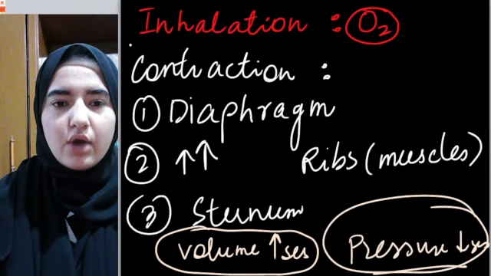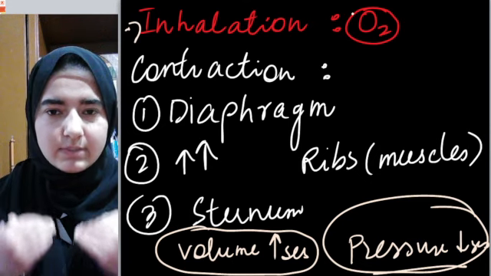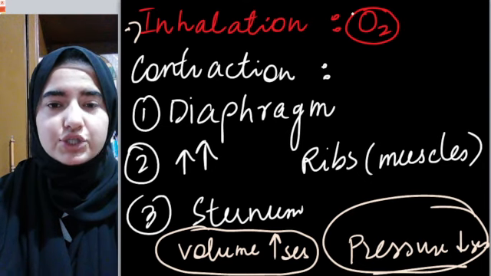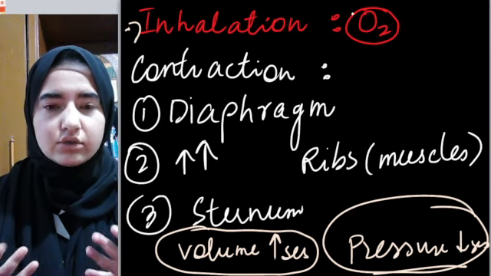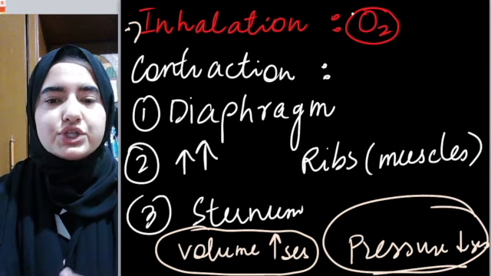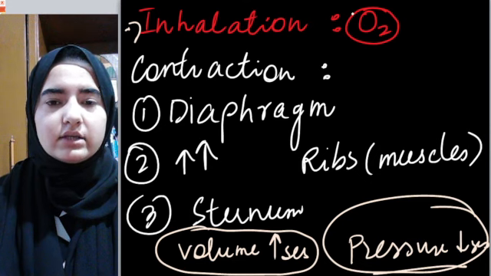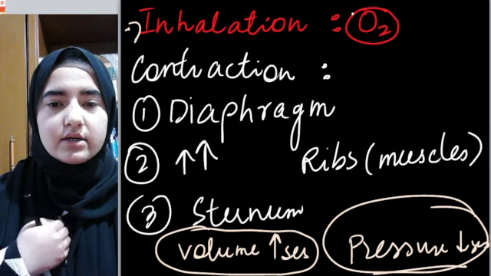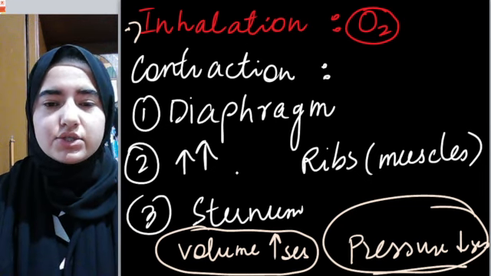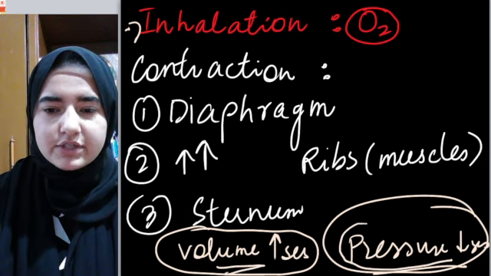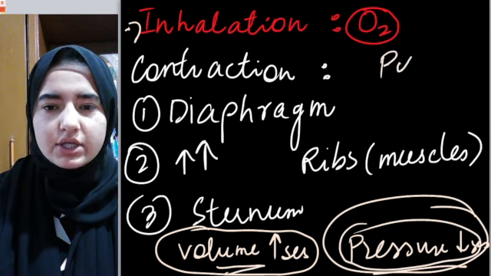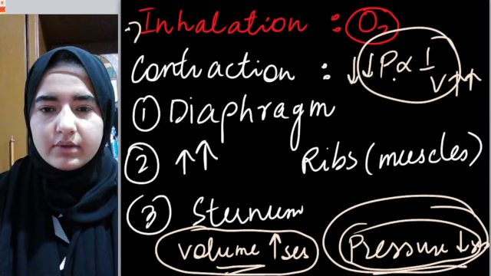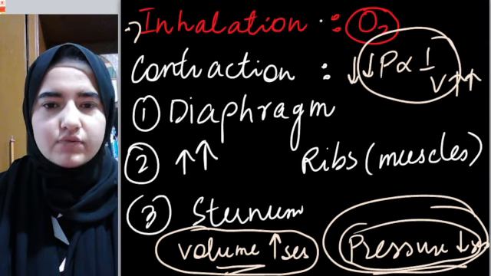I'm again repeating what happens during inhalation. Oxygen is inhaled, due to which contraction occurs. Contraction of the diaphragm happens, due to which the ribs and the internal and external intercostal muscles go upwards, due to which the sternum raises. All of this leads to an increase in volume, due to which pressure decreases. As I already mentioned, pressure and volume are inversely proportional. When volume increases, obviously pressure will decrease. Okay, this was all about inhalation.